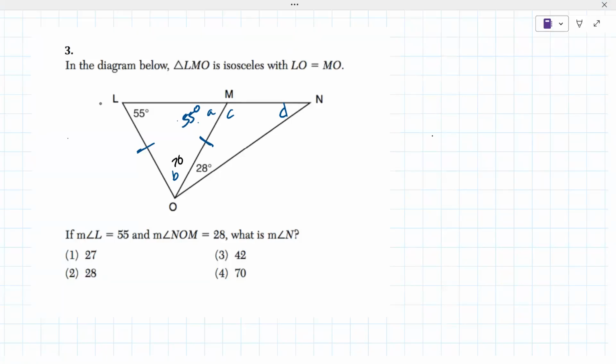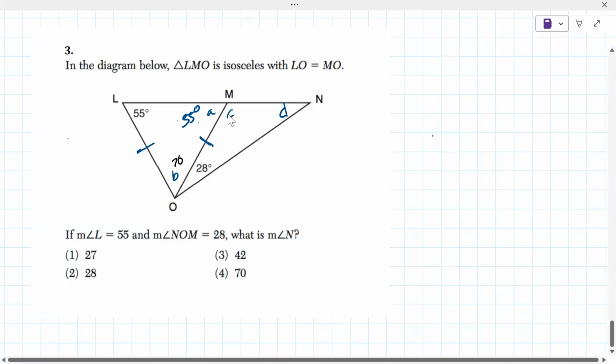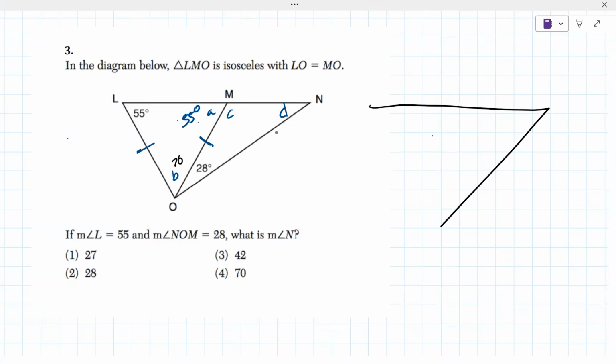Now there's two ways to find D. First way is to first find C. A and C make a linear pair. And then use the fact that once you find C, C plus 28 plus D add up to 180. Either way, it's to realize that this is 55 and then this is 98 and add them up. They will give you the same answer. The 55 and 98.